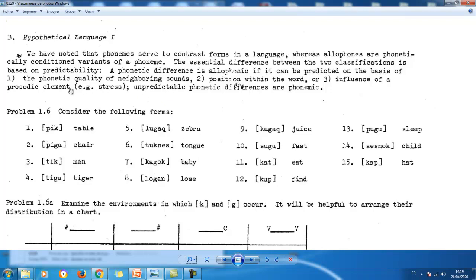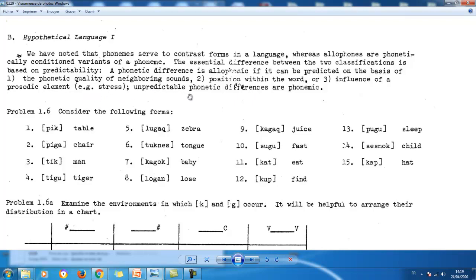So remember these three criteria to help us determine the variants or the allophones of phonemes. First, the phonetic quality of neighboring sounds. Second, the position within the word. Or three, the influence of a prosodic element, for example, stress.